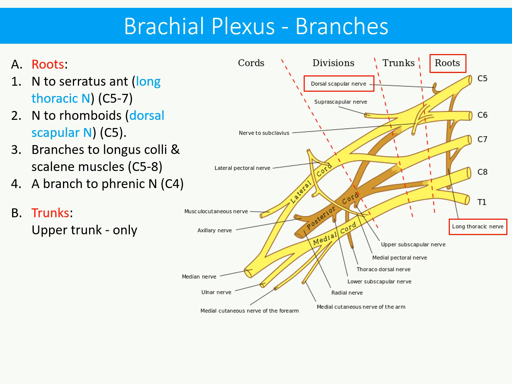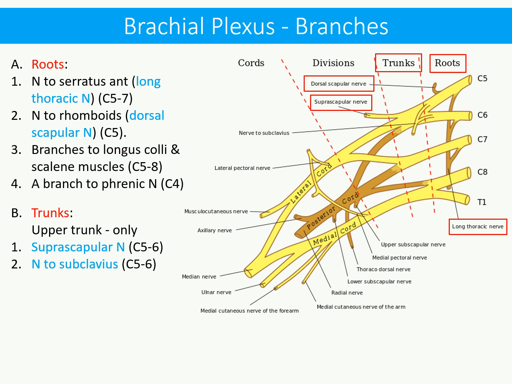Second set, branches from the trunks. There are two branches which are given only by the upper trunk. These are suprascapular nerve and nerve to subclavius. Third set is branches from the cords.